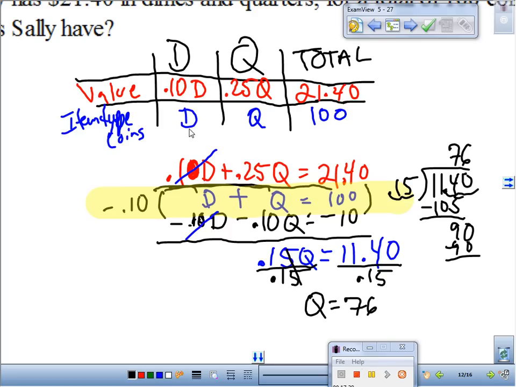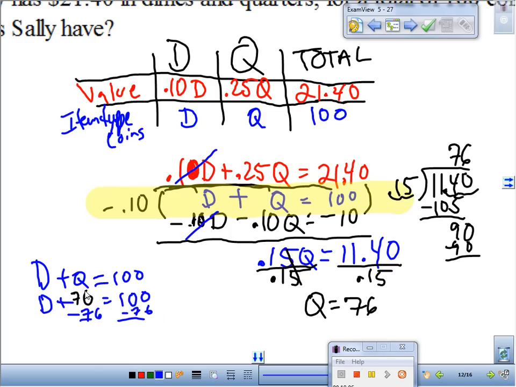Okay, so to find out how many dimes, well, let's see our equations. Which equation of these two tells us the coin type? This one. So I'm going to write that one. I got D plus Q equals 100. And instead of Q, I'm going to substitute 76. Bring everything else down. D plus 76 equals 100. Subtract 76, D equals 24.